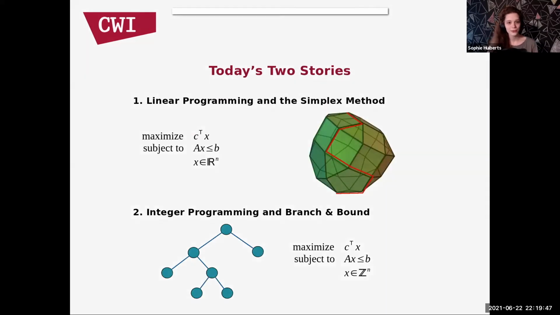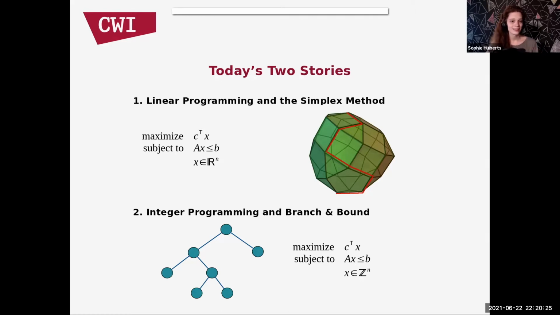So my first story for you is about the simplex method for solving linear programs. And my second story is about branch and bound for solving integer programs. A linear program is any problem that can be written in this form right here. And an integer program is any problem that fits this mold down below. For both, you get to specify the matrix A and vectors B and C. And the two problems differ in whether the variables are constrained to take only integer values or not.